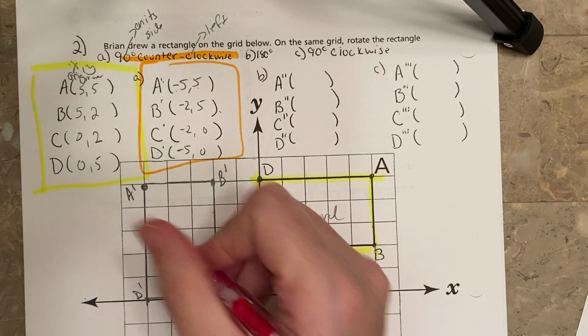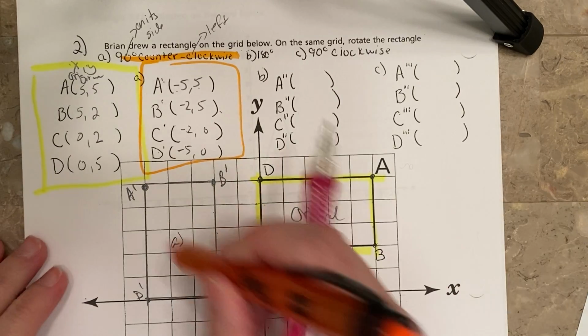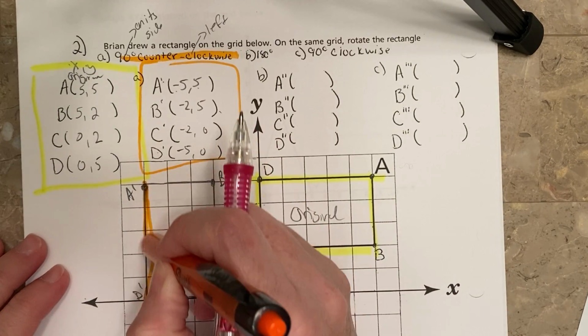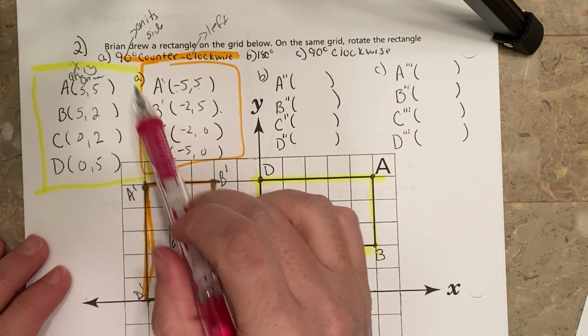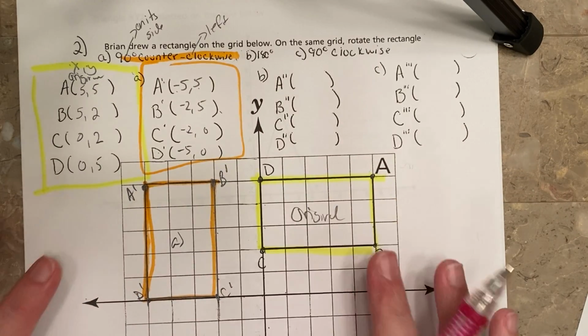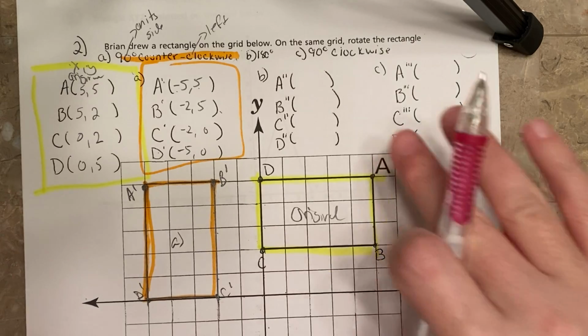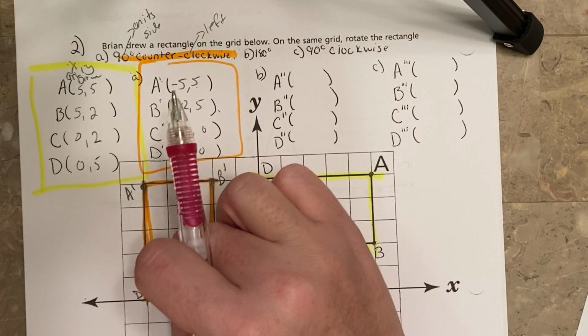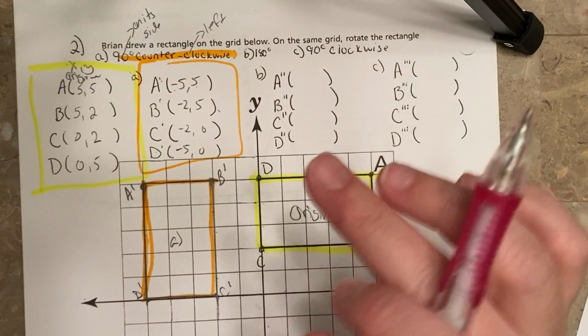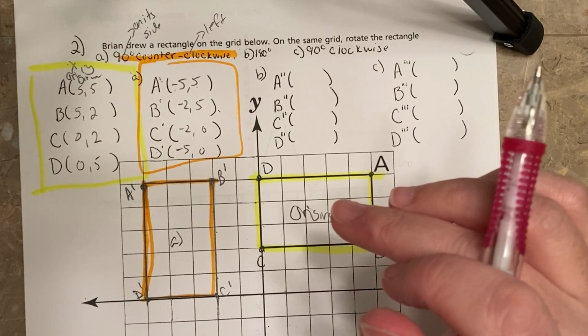All right, so this is part A. So now you just drew the figure, 90 degrees counter. And the way I just taught you is the turning way. You turned it, figured out the new points, and then you plotted it. The other way is the rule, and I want to see if you can figure it out.